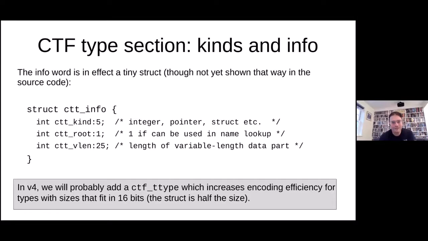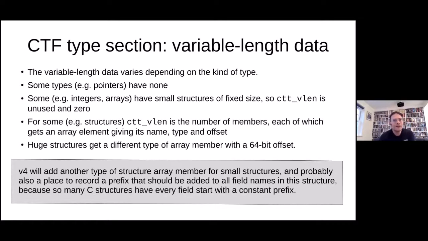V4 will probably add a more compact representation for small types and types that refer to types early in the type graph, like int, because there are very many of them. This is followed by variable length data. There might be none, for pointers. There might be little fixed size structures. Arrays just have a thing saying, the array is this length, and its elements are of this type.